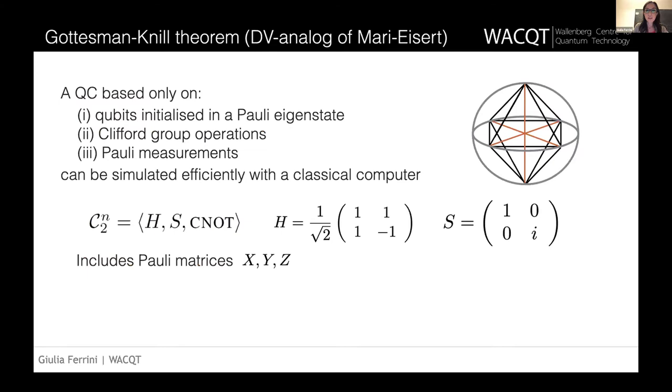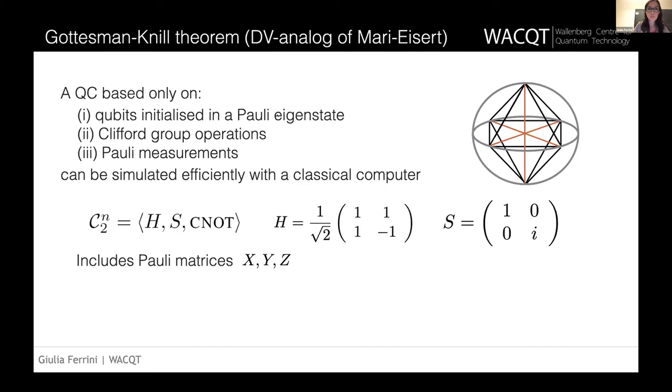So the key idea for unveiling a trivial counterexample is to take another important result by Dan Gottesman, who spoke yesterday at the panel discussion. But this time, this is the Gottesman-Knill theorem, and it's a qubit result. It's the discrete variable analog of the Mari-Eisert theorem that I mentioned before, based on the Wigner function. This one is instead based on the following.